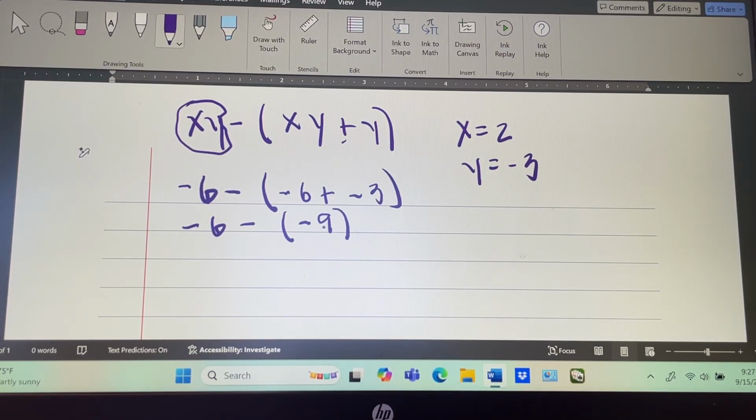Now, all the multiplication is gone. We have no division. Once we're left with just addition and subtraction, I don't need parentheses anymore. So let's make it a little easier to see what we need to do. What happens when we have a negative? That becomes -6 plus 9, which equals 3. And that's the answer to that problem.